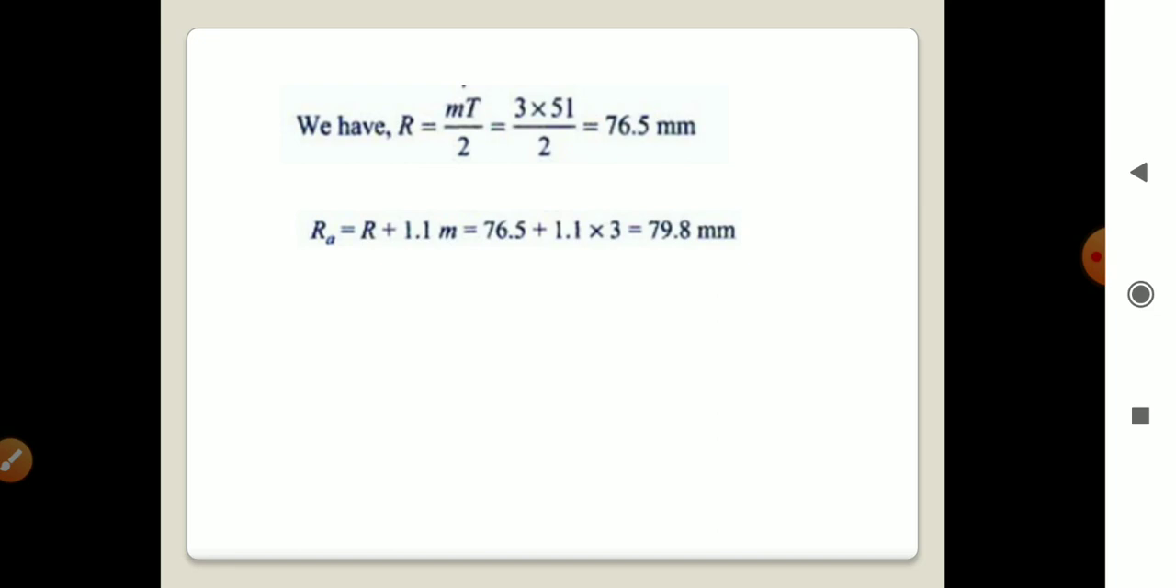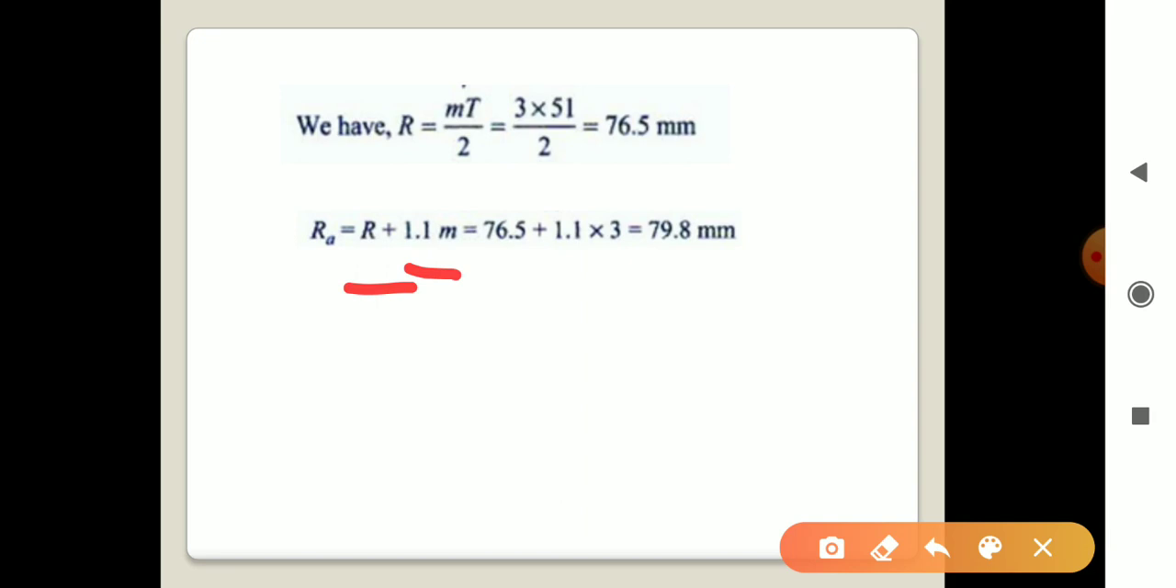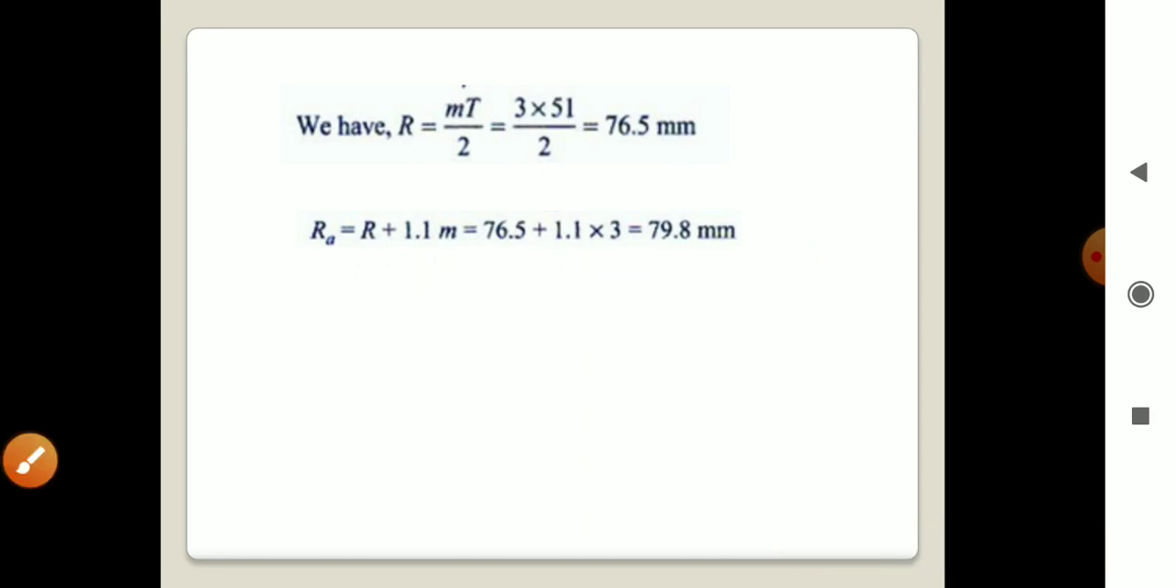The addendum, as given in the problem statement, is 1.1 times the module. So we have the value of the module: RA is R plus 1.1 times m. Put the value of m, which is 3. So we get RA equal to 79.8 mm.